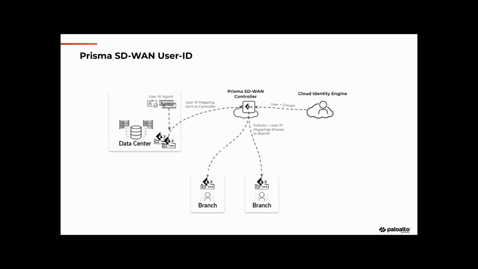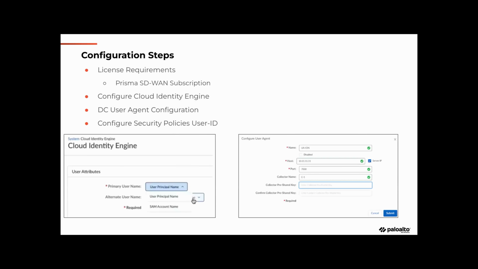This allows you to have granular policies that not only reference an application, but also can reference a user and a group. Now, in terms of configuration and licenses, there's no special license other than having a Prisma SD-WAN subscription, which you are required to have to run Prisma SD-WAN IONs. It gets you access to configure CIE.